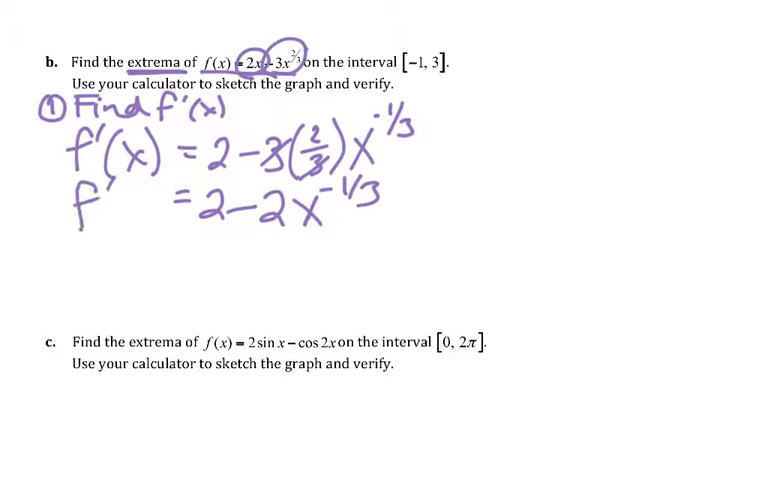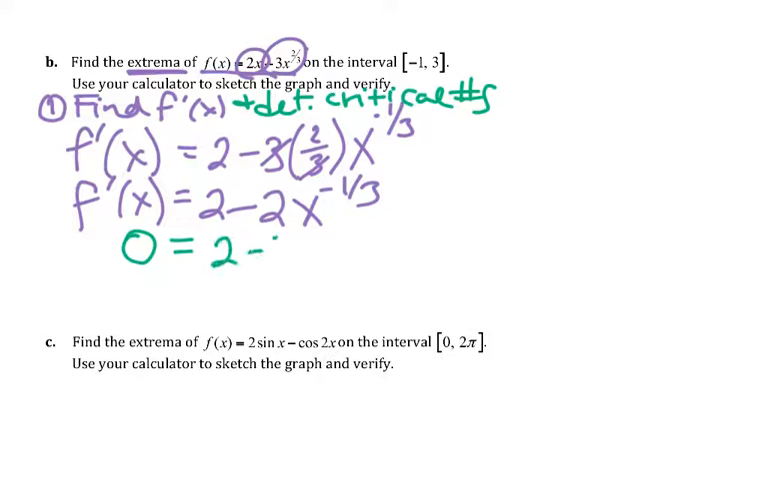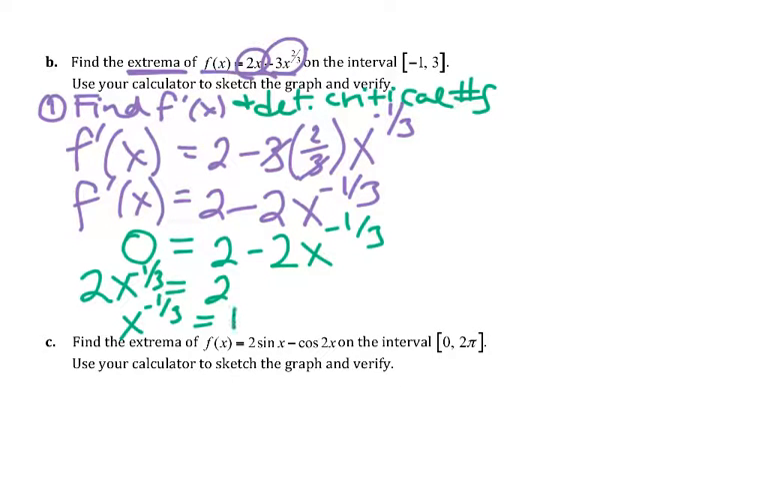Okay, so we want to think about where this derivative is equal to 0. So remember, we're finding the derivative and determining critical numbers. So we want to set this equal to 0. I can move 2 over. Actually, let me move the variable expression over. So I get 2x to the -1/3 equals 2. Divide both sides by 2. x to the -1/3 equals 1.